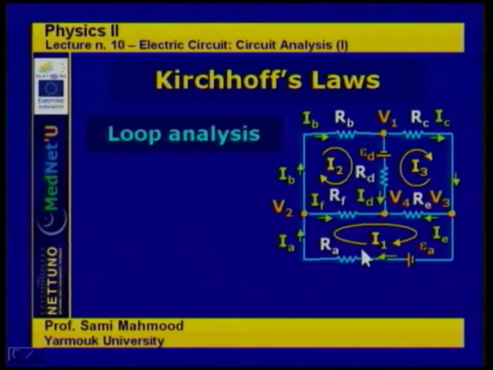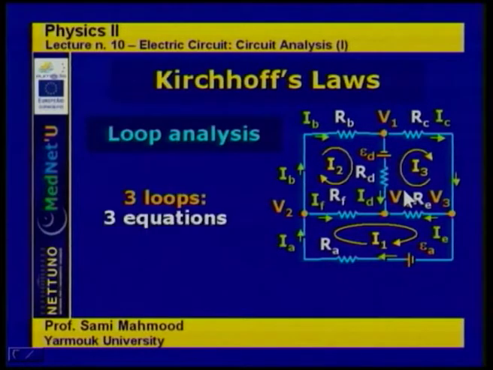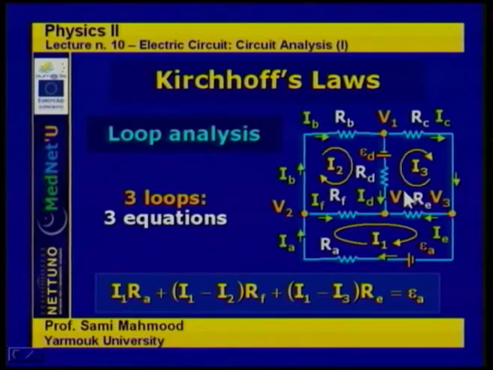So first of all, in the first loop we have I1. In the second loop, we have I2. In the third loop, we have I3. We assume that these are the currents in the loops, and we use the second law of Kirchhoff, and we obtain three equations only in this case. Three equations with three unknown currents, which are the loop currents, I1, I2, I3. So this simplifies the problem dramatically. Instead of dealing with six currents, six equations, we are dealing only with three currents, three equations.